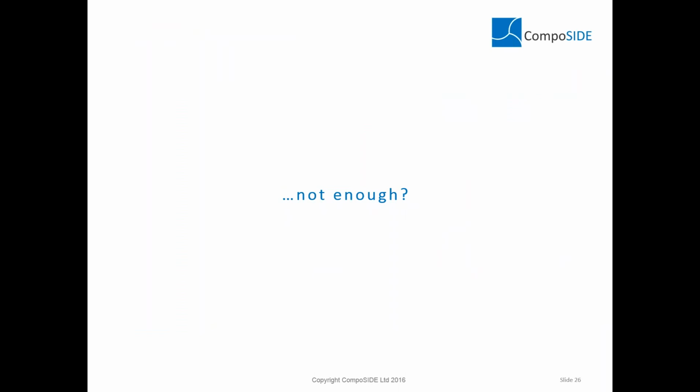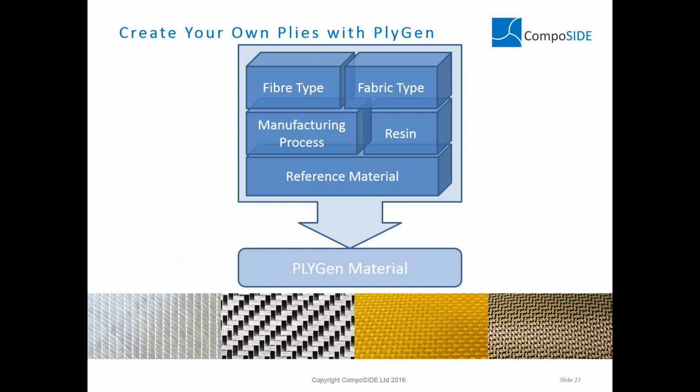And if this is not enough, because for some people it's never enough, we have PlyGen. PlyGen allows you to build your own material based on a fiber and a resin type. And then you've got a quite cool functionality, which is that you can use some of your reference material in the database for all the strength-related properties. And then you can use this material across your design.